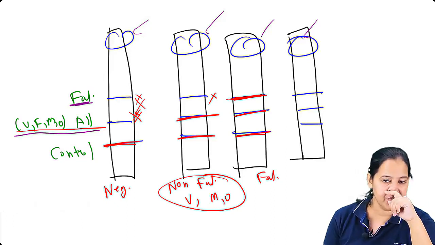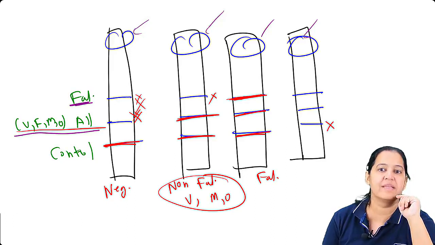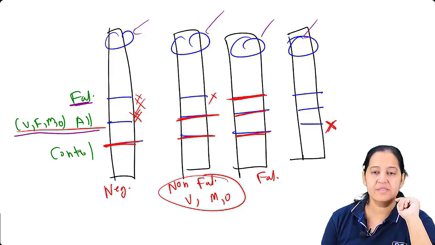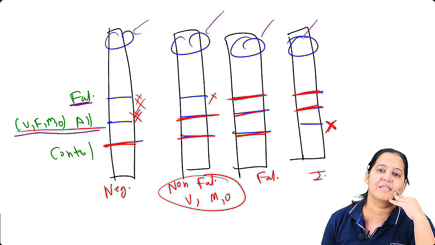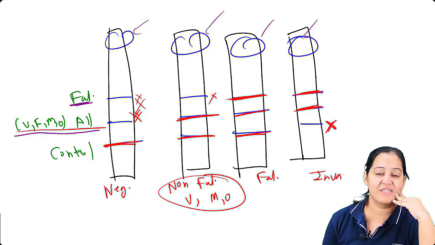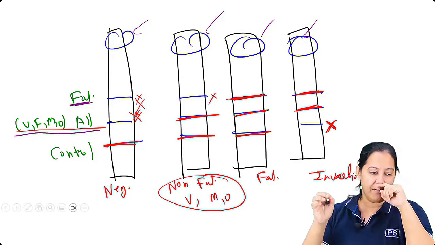And the last one, the control is negative. The control is negative, and any of them is positive or both of them are positive. You will say, ma'am, the test is invalid. If the control is negative, the test has to be repeated. It is invalid. How many of you got it?